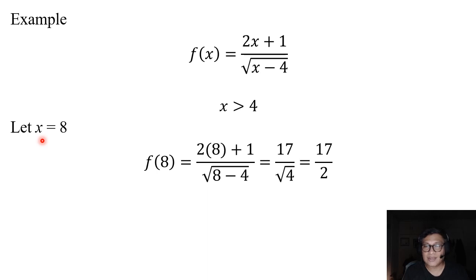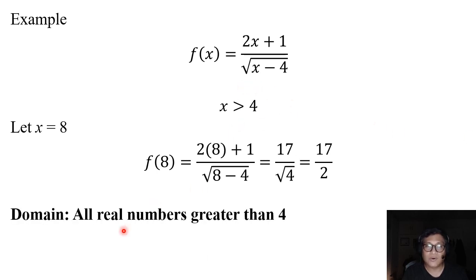Now, what if we have x equals now to 8? So again, substitute the value of your x to be 8 into the function, then simplify, then what we have will be 17 all over the square root of 4, which is now 2, then that would still be a real number. So as long as the value of your x, class, is greater than 4, then it will satisfy this function. So the domain, therefore, will be all real numbers greater than 4.